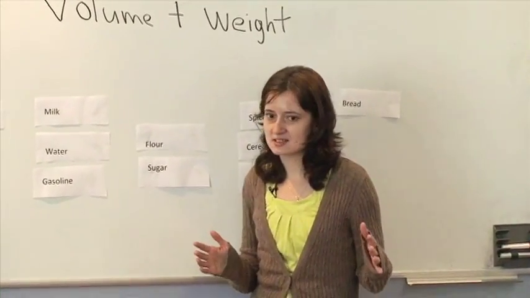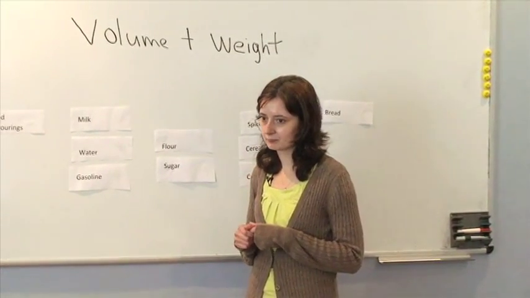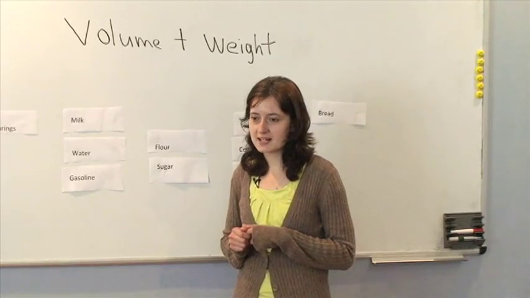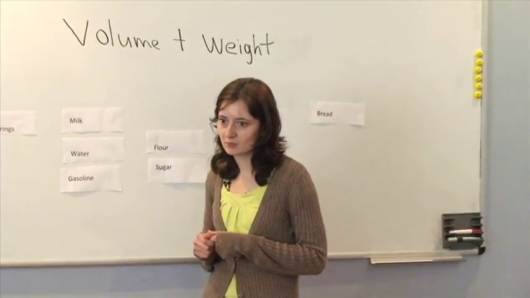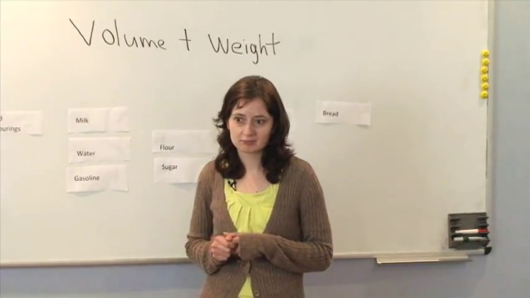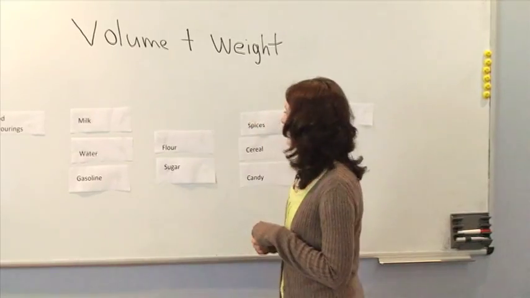Who knows what a dozen is? Yeah, how many eggs? There's 12 eggs in a dozen. So maybe you just want 12 eggs. You would ask for 1 dozen eggs. Maybe you want 24 eggs. You would ask for how many dozen? 2 dozen, right. So let's go.